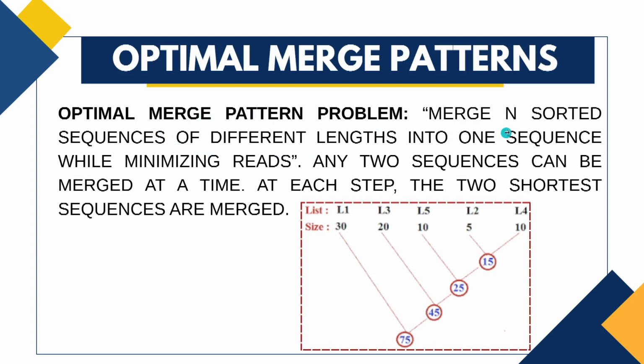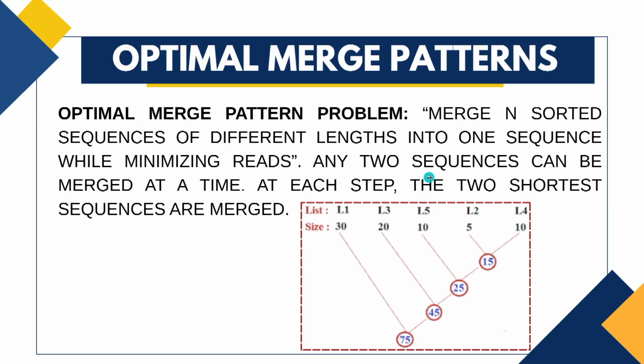Here we have sequences of different lengths, and we are asked to merge those sequences into one. At the same time, the constraint is that we are supposed to minimize the number of reads that we make. Say, if a sequence contains 5 elements and I move those 5 elements to another sequence, then I am supposed to make 5 reads. Our objective here is to minimize the number of reads that we do on a sequence. We can replace the sequence with a file or something.